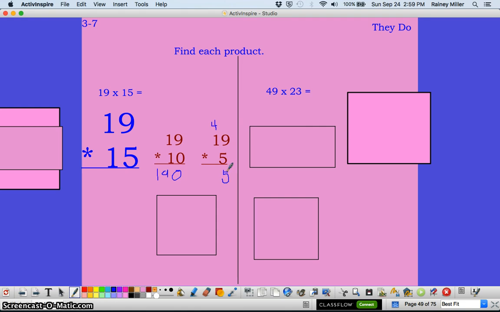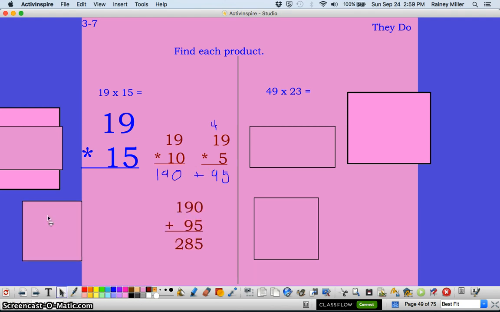And then 5 times 4, or I'm sorry, 5 times 1 is going to be 5 plus 4 is going to be 9. So I have 190 plus 95 that I'm going to need to do. So then what I do is I add those two together and I get 285.